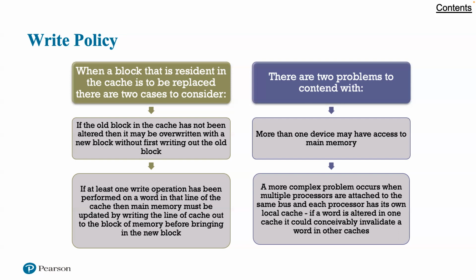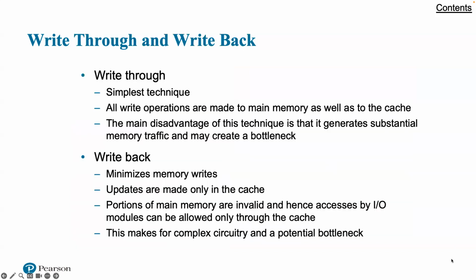Then, if a word is altered in one cache, it would conceivably invalidate a word in the other cache. So we can see these concerns of how we need to synchronize writing so we have consistent data. Well, what about write through and write back?